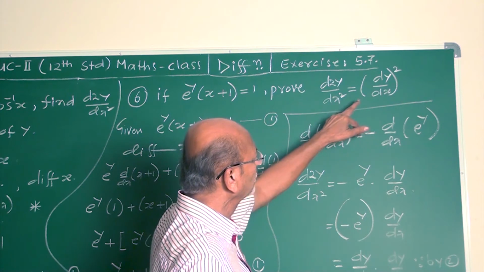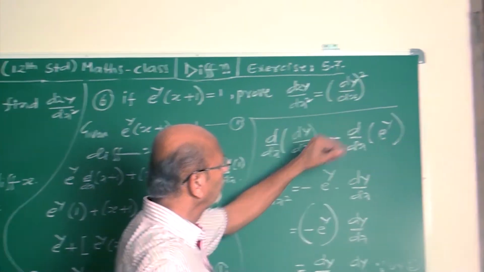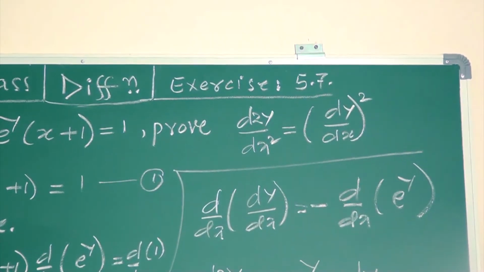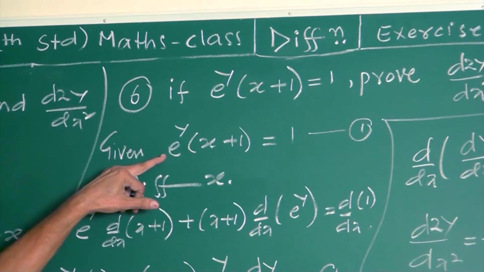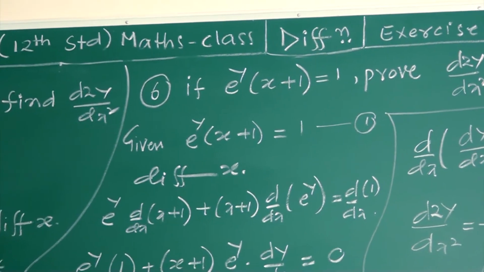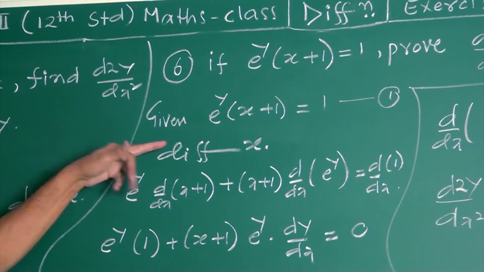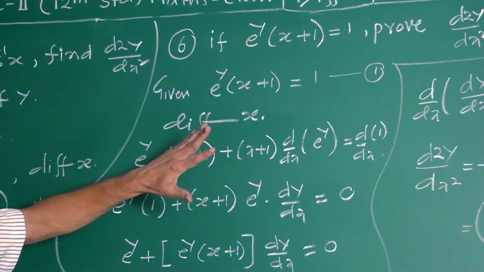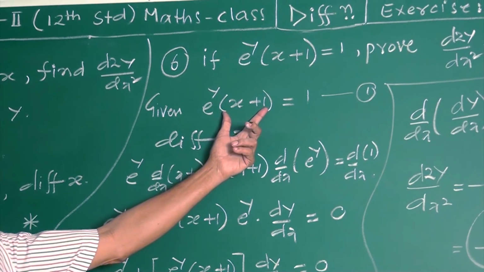d2y by dx2 equals dy by dx the whole square. My friends, this is given: e to the power y into (x plus 1) equals 1. Name this as 1. Differentiate with respect to x. Product: e to the power y is one function, x plus 1 is the second function.